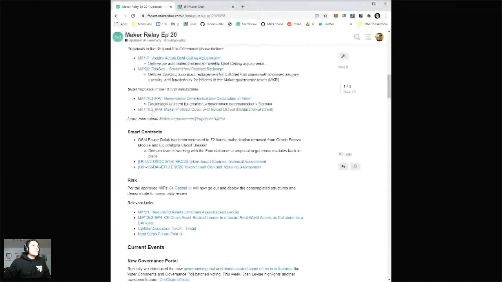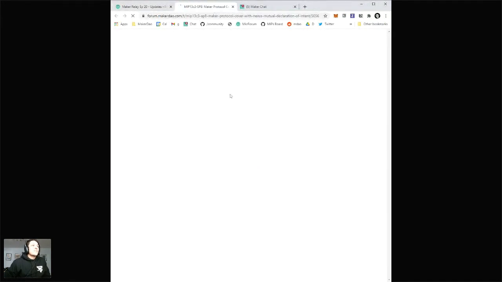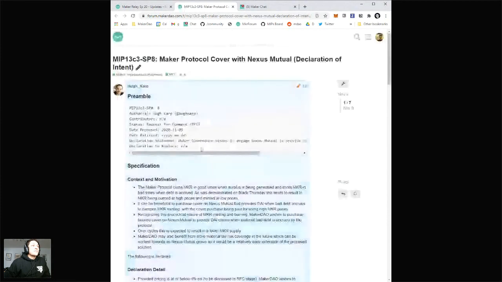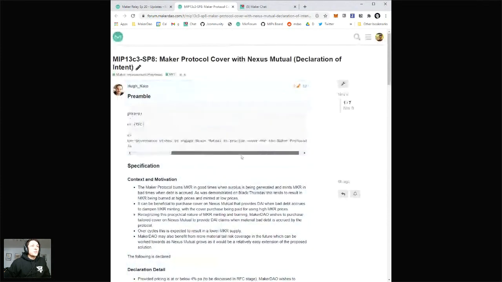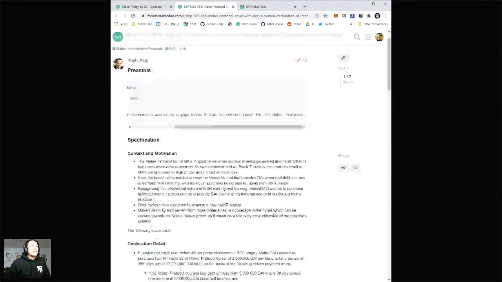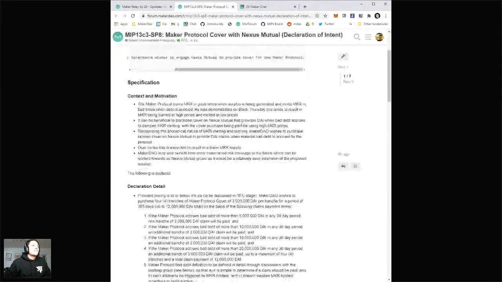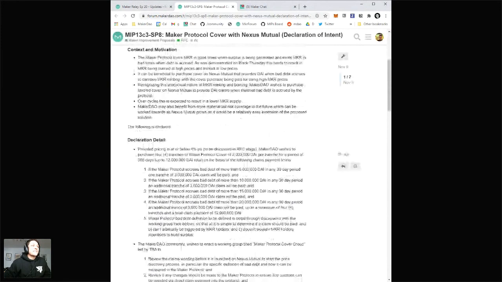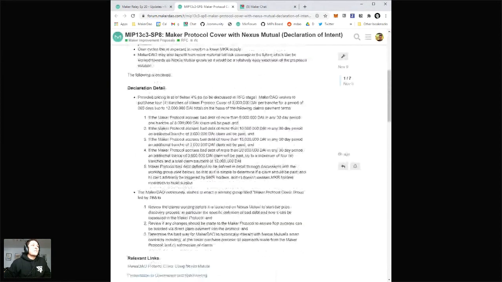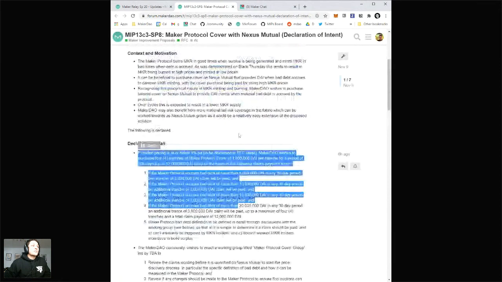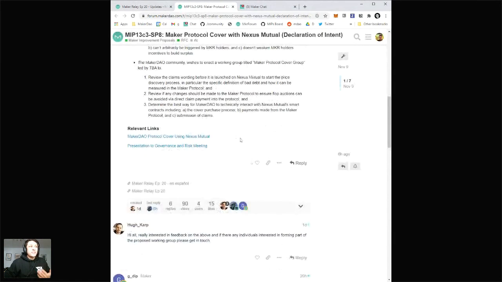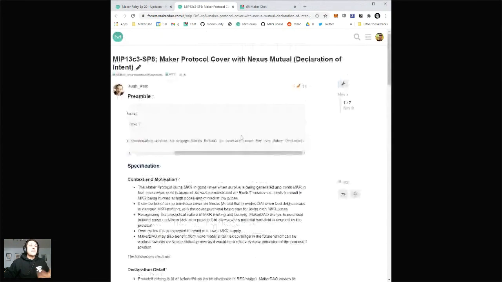And then the last sub-proposal in the RFC phase is the Maker protocol cover with Nexus Mutual. So it's a declaration of intent. Basically, let me just read it. Maker governance wishes to engage Nexus Mutual to provide cover for the Maker protocol. So we're getting insurance. That's the simplified thing to say, but you can check out all of the details. It's a pretty thought-through declaration of intent. Of course, the declaration of intent is exactly that. It's a declaration of intent, so it doesn't mean that if this passes, it's 100% going to happen.